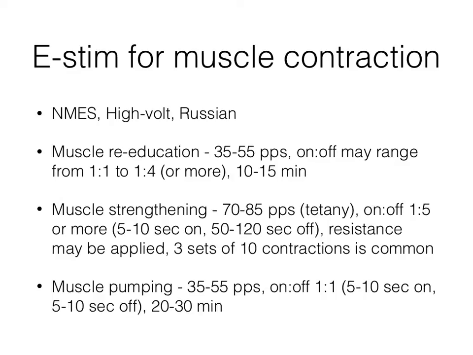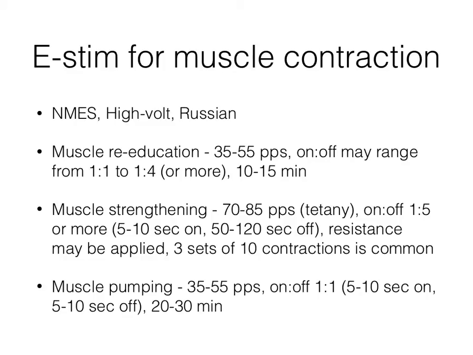If you want to use E-stim for muscle contraction to get a muscle pumping effect, to get rid of fluid and swelling and edema, we're going to be back in that kind of 35 to 55 pulses per second range, again, lower than what is tetany. We don't want a tetanic contraction for this. Our on-off ratio is going to be about 1 to 1, and they're going to both be relatively short, so about 5 to 10 seconds on, 5 to 10 seconds off.